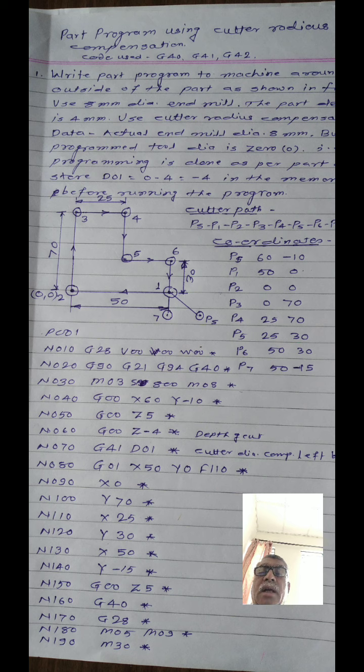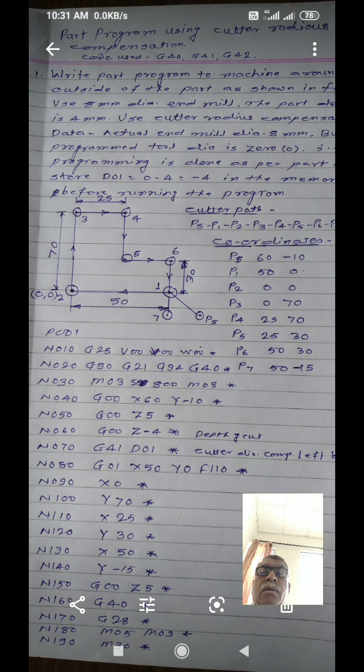Here, as shown in the figure, the workpiece zero is on point 2, that is 0, 0. From this point you have to measure all the coordinates of the points. First, PS is the starting point. Its coordinates are: x coordinate is 60, y coordinate is minus 10. You have to measure the coordinates from this 0, 0 point, that is workpiece zero. Therefore, the coordinates of the point PS are 60, minus 10.